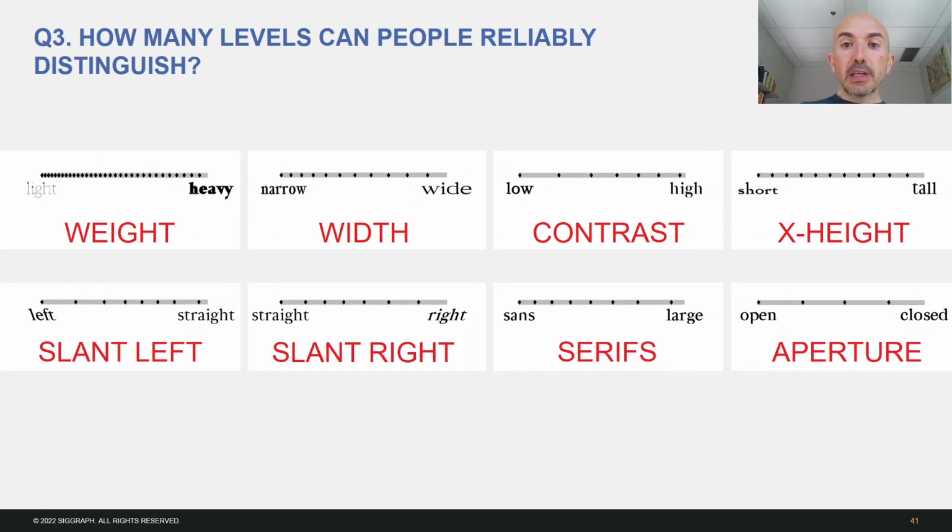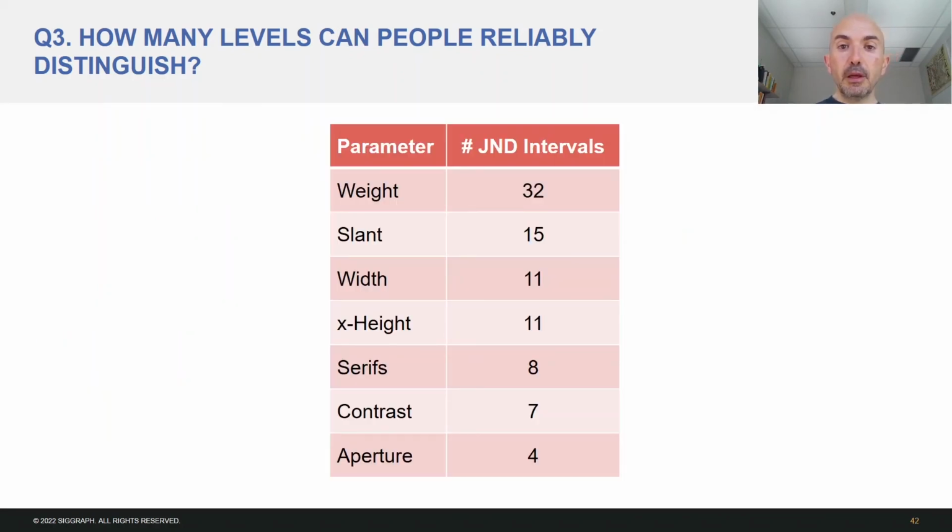This modeling also allows us to find the levels in the parameters range that we could select to be at least one just noticeable difference from each other. So what you see here is that with weight, you could put a lot of stimuli close to each other and people would still be able to distinguish them, whereas with aperture, you only have a few levels. In fact, weight is the best here by far, with 32 levels, followed by slant with less than half. With aperture, people could only reliably distinguish 4 levels.